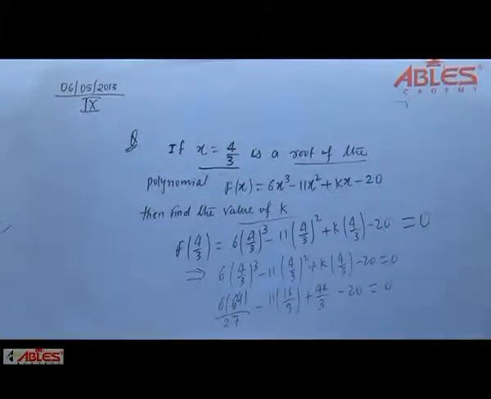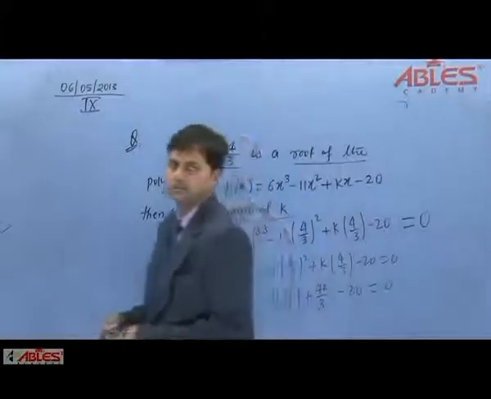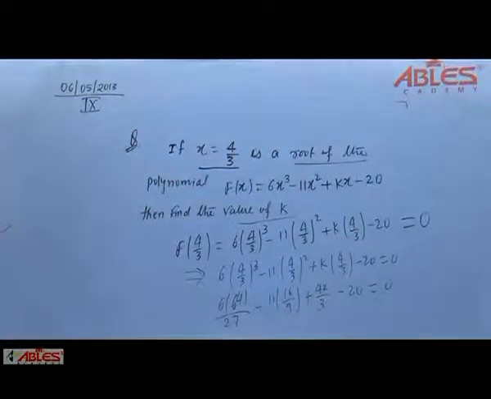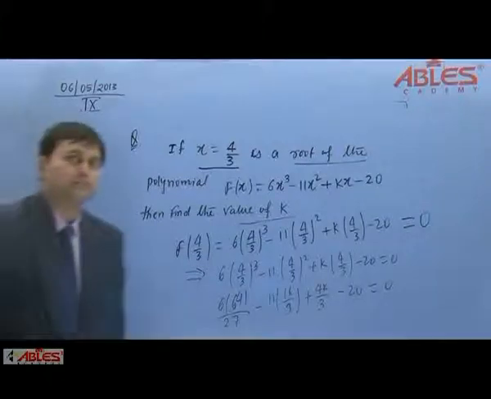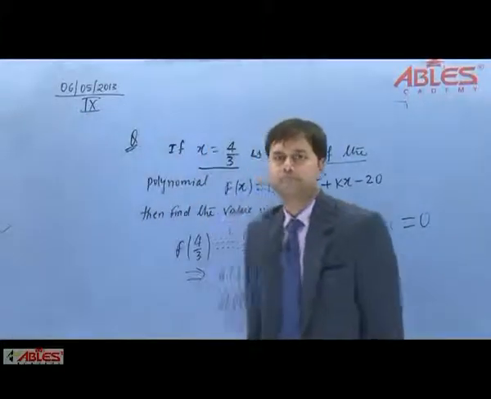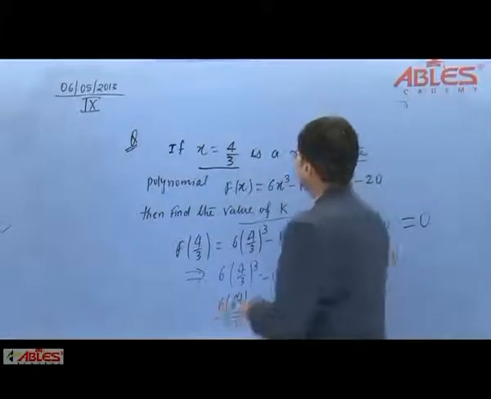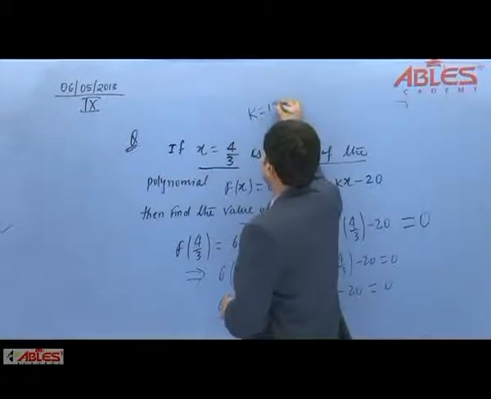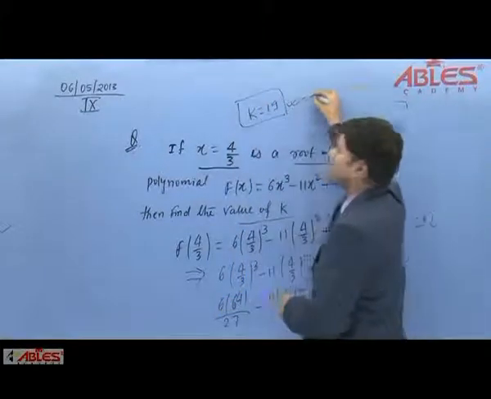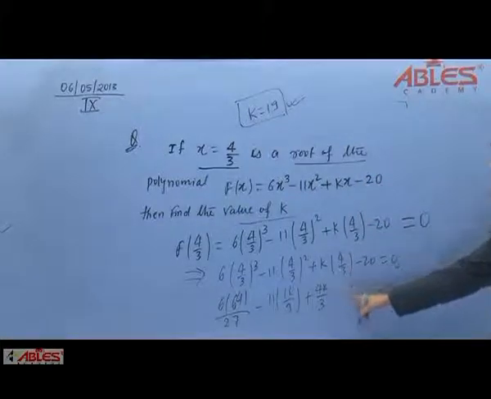Okay students, you can take LCM and simplify it. All centers, try to simplify it and find the answer. Minus 36. You will get k equals 19. Try to find it. The right answer is k equals 19. Finally, you will get k equals 19, the value for k, and we have to find k this time.